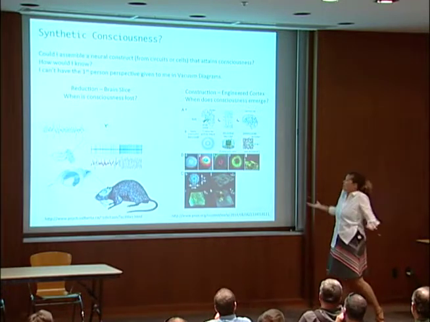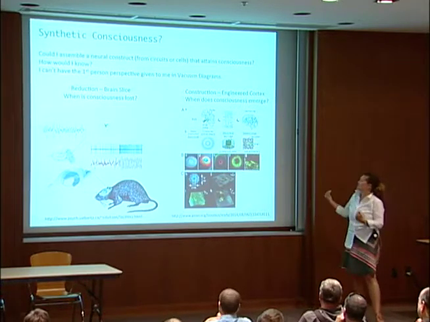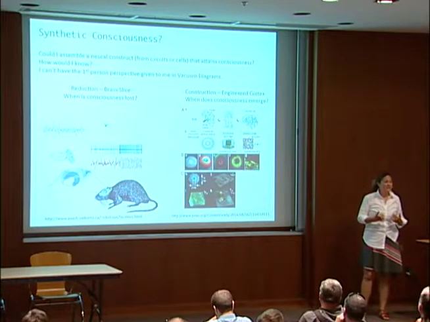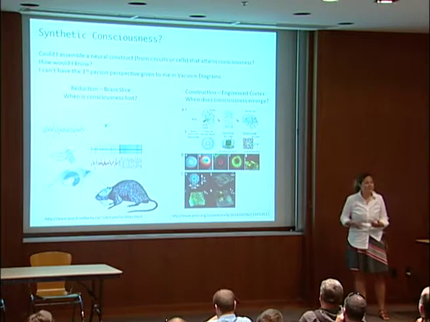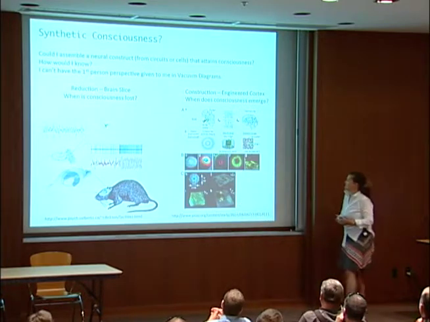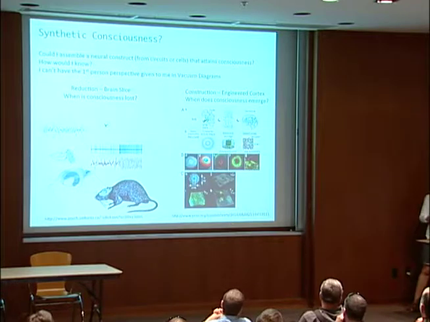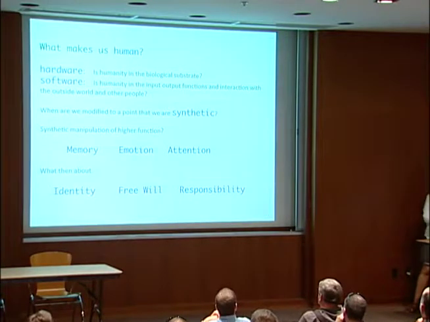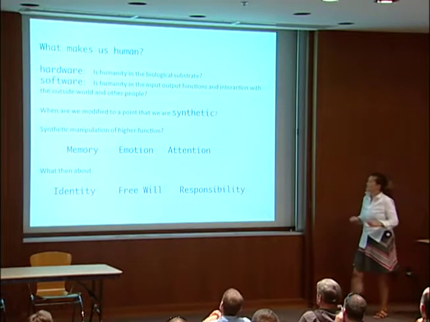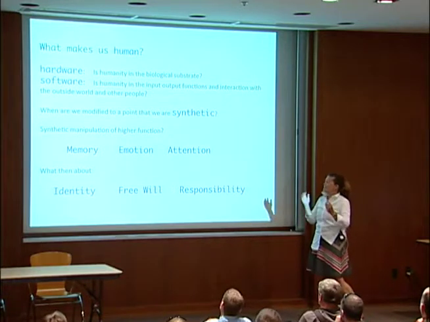Part of the problem is how would I know? I can't have the first-person perspective that's given to me in vacuum diagrams. I can't communicate with that brain slice. How do I know what it's experiencing? I wouldn't. So this is part of our problem. And this raises a whole lot of issues when thinking about synthetic life and AI, and what makes us human.